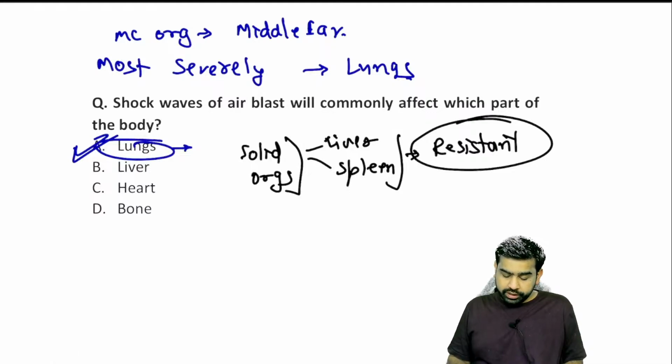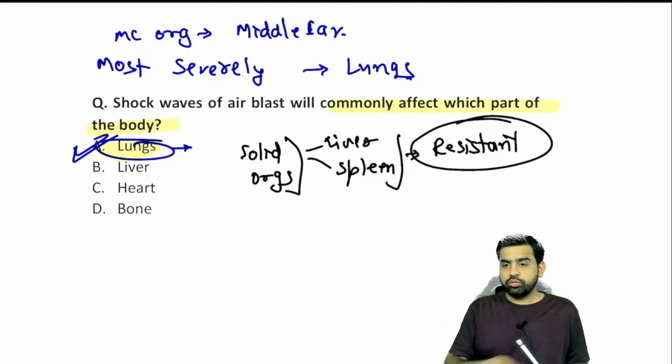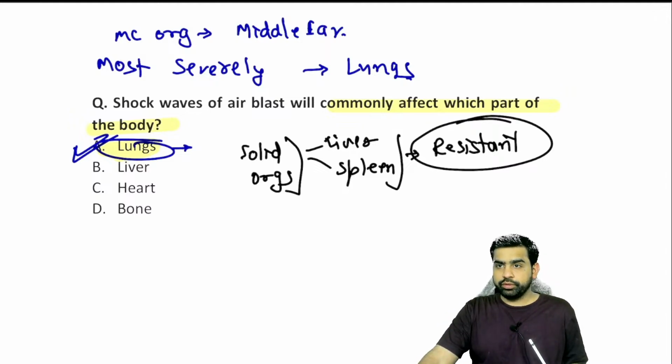Important. The shock waves of the air blast most commonly affect which part of the body? The answer is lungs. Wherever there is air, for example the middle ear, that is most commonly affected, and the lungs are most severely affected. That is what you need to understand and remember over here. Now let's move on to the next question.